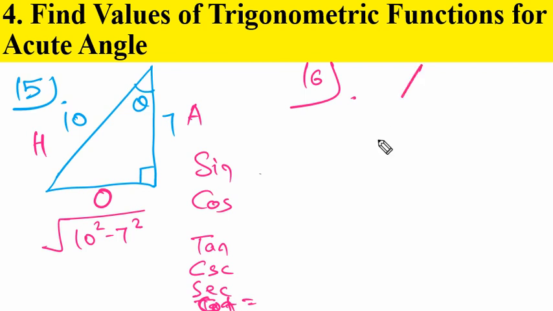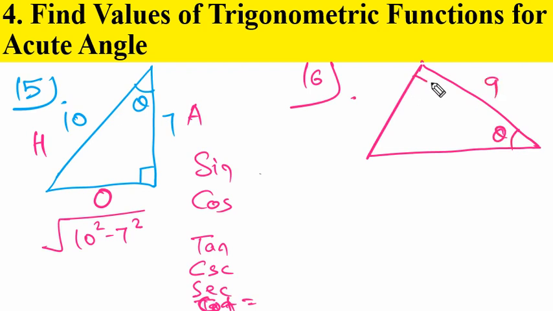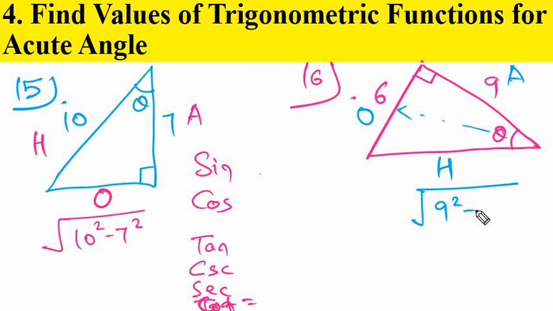Next question we have is this type of triangle. In this one, this angle is theta, this side is 9, this is right angle, and this is 6. So which side is opposite now? So opposite to this is opposite. Always start from theta, right? Now this is opposite, this is your adjacent, and this is your hypotenuse. How will you find the hypotenuse? Square root 9 square plus 6 square. And now again use the same concept.